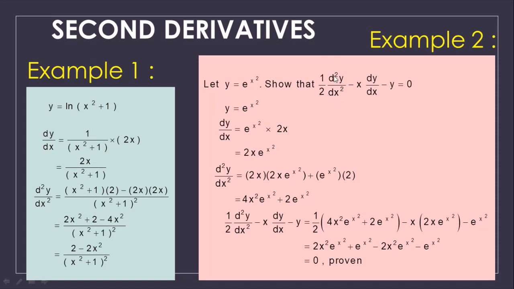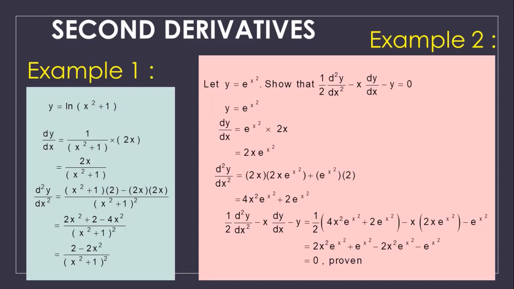To find d squared y over dx squared, this is the second derivative of y. So take the answer from first derivative and differentiate once more. Here we have to apply product rule. So we denote 2x as u and e to the power x squared as v. We use uv prime plus vu prime. Okay, combine the answer and we get the second derivative.